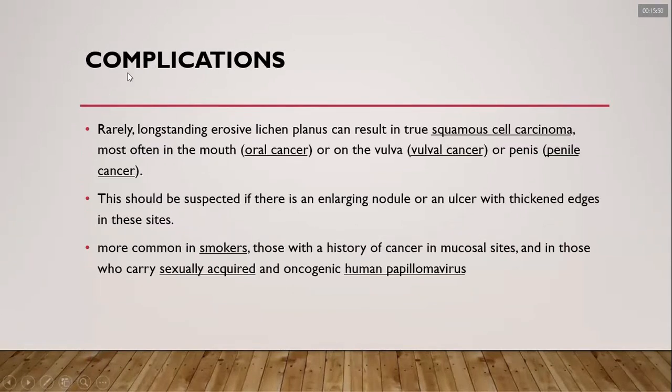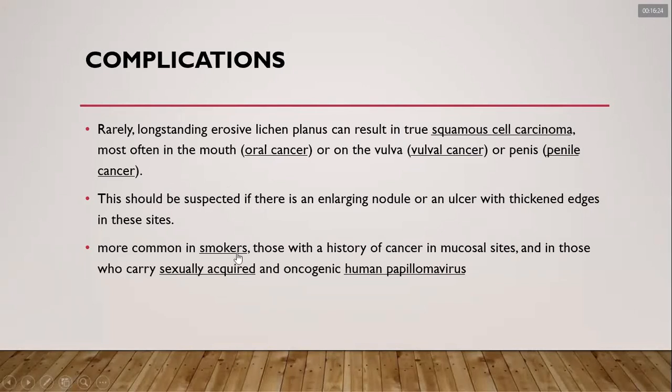So what are the complications of lichen planus? Rarely, long-standing erosive lichen planus can result in true squamous cell carcinoma, but very rarely. It is most common in the mouth, leading to oral cancers, or on the vulva, leading to vulvar or penile cancer. This should be suspected if there is any enlarging nodule or irregular outgrowth with ulcers and thickened edges. Then we should be more suspicious if there is any change in the external appearance of the pre-existing lesions.